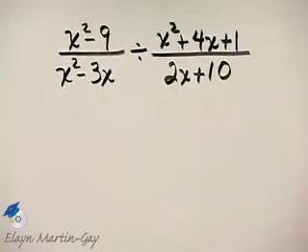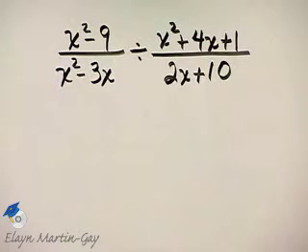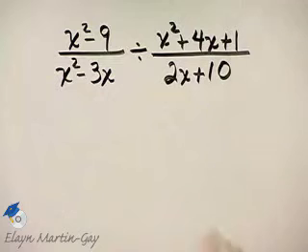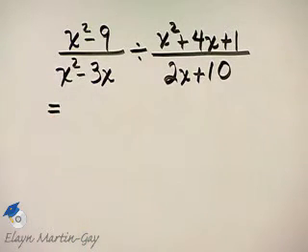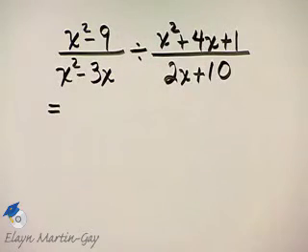Our directions are to perform the indicated operation and simplify if possible. This is division. So remember, it's the first rational expression times the reciprocal of the second rational expression. Let's go ahead and, when we simplify, we need to factor all of our numerators and denominators. So let's go ahead and do that as we write this as an equivalent multiplication.